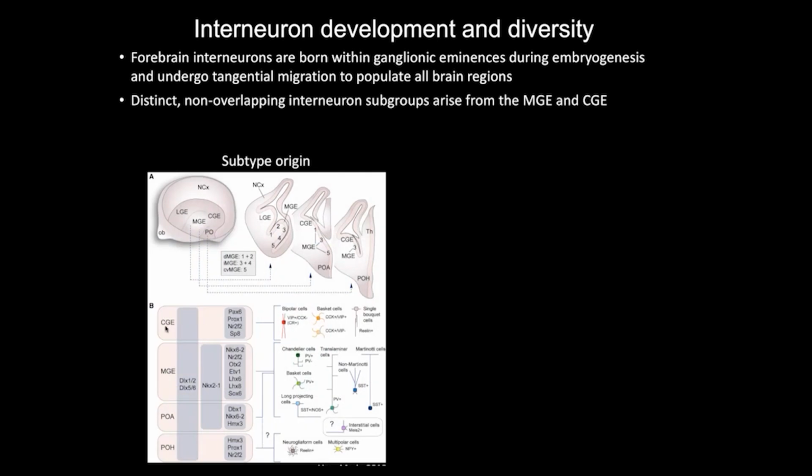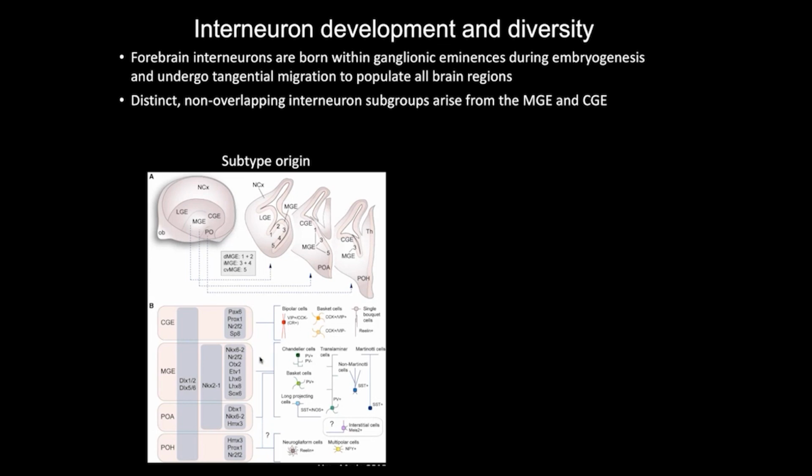Now, cells born from the CGE and the MGE basically form 2 distinct, non-overlapping populations of GABAergic inhibitory interneurons. Cells born in the MGE express either parvalbumin or somatostatin. Those are fast spiking cells and non-fast spiking cells. Whereas interneurons born from the CGE form different cell types expressed by other markers and form different morphologies and connectivities.